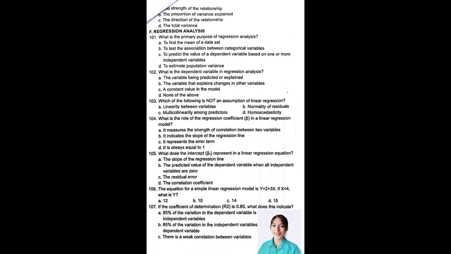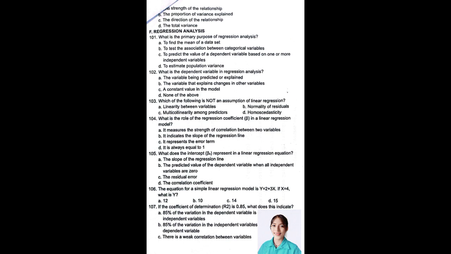Then we can get the value of 14. So that's in option C. Then number 107. If the coefficient of determination is 0.85, what does this indicate? So it indicates that 85% of the variation in the independent variable is explained by the independent variable. So that's in option A.